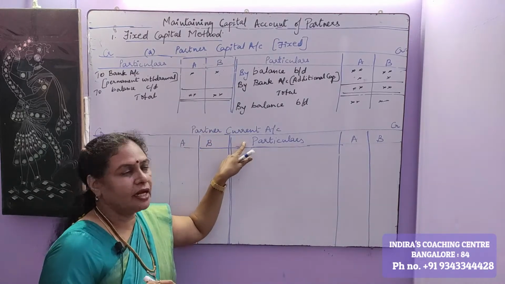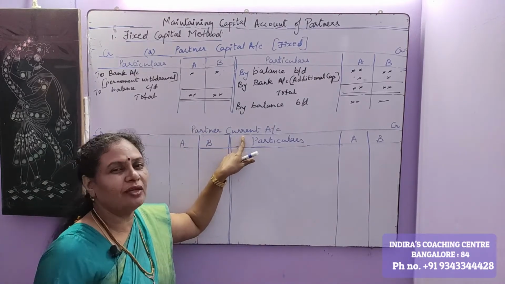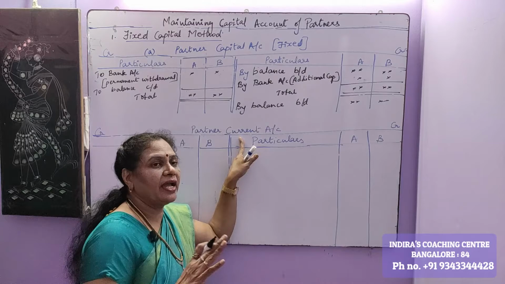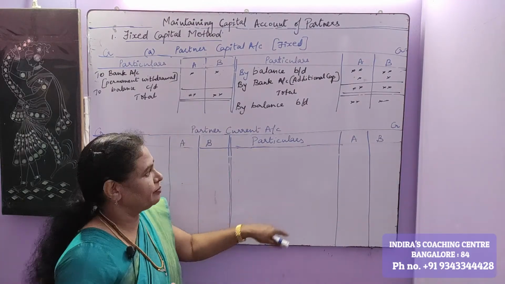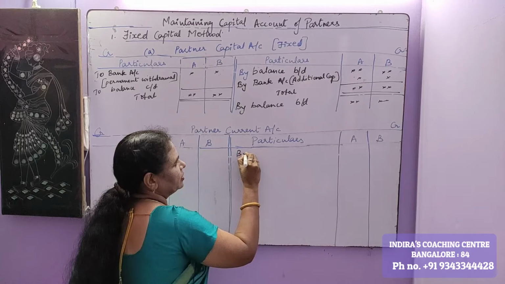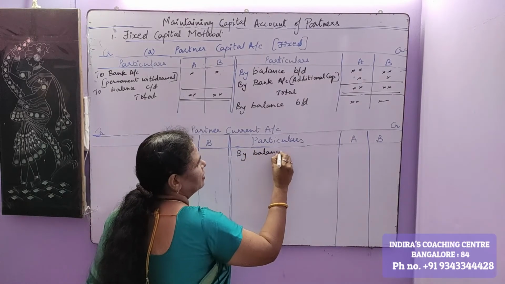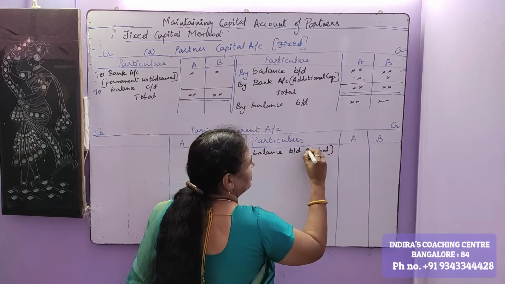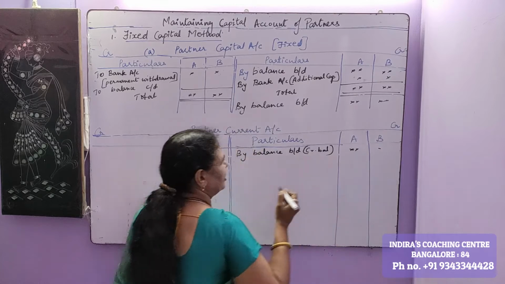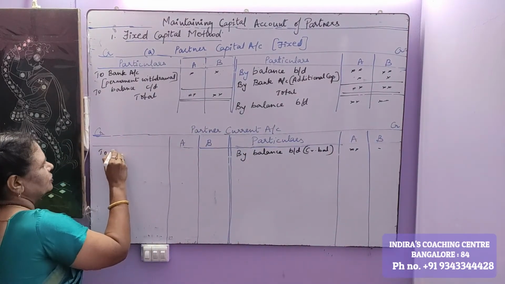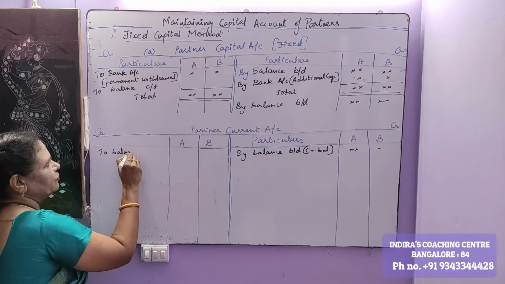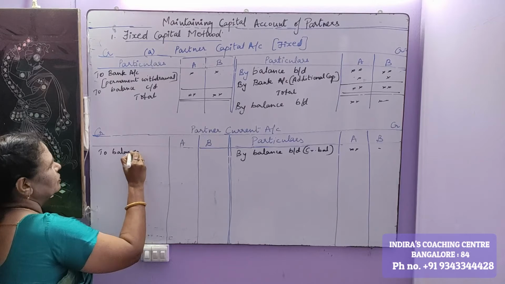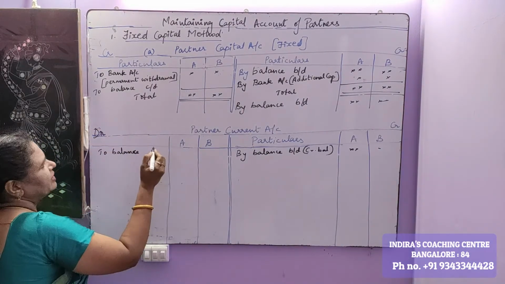Coming to partner's current account, the word current there, it keeps fluctuating because all the adjustments will be written in the current account. And current account can show a debit balance or a credit balance. So here I am writing it on the credit side. By balance brought down. And I write here credit balance. I can take A as credit balance and B as debit balance also. To balance, where you feel he has withdrawn more, so automatically the balance would be written on the debit side.